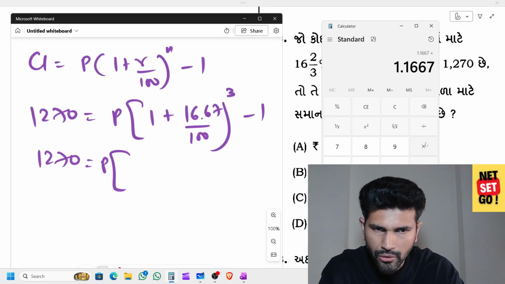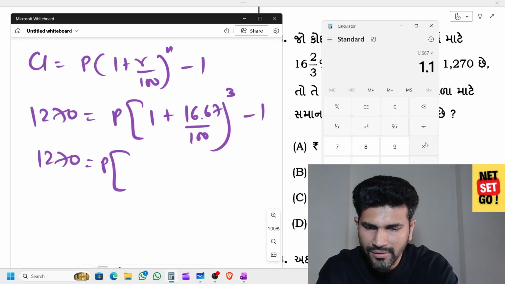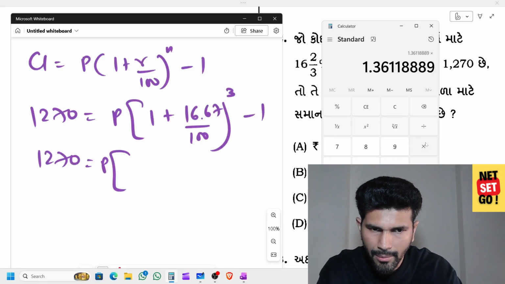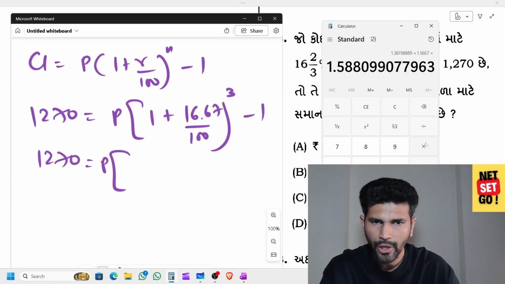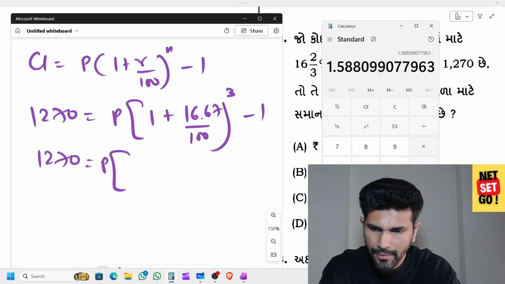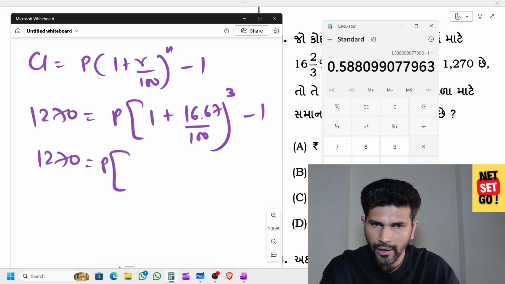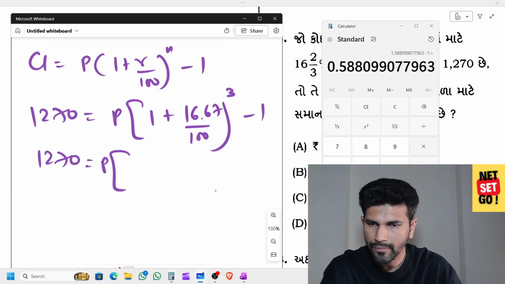We need to cube this, multiply by 1.1667 multiply by 1.1667 is 1.588. And with minus 1, that is 0.588.